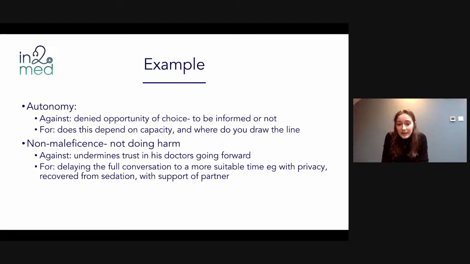But on the other side of things, to put this in a potentially more positive light, maybe what the surgeon has done is delay the conversation to a more suitable time. Maybe this is a busy post-op scenario, maybe the patient is just recovering from sedation. So he wants to delay the conversation to a time where they can have privacy, go into a secluded room, have recovered from their anesthetic, and bring the partner in to be present. And maybe that would be a more supportive environment for the patient to hear such news.